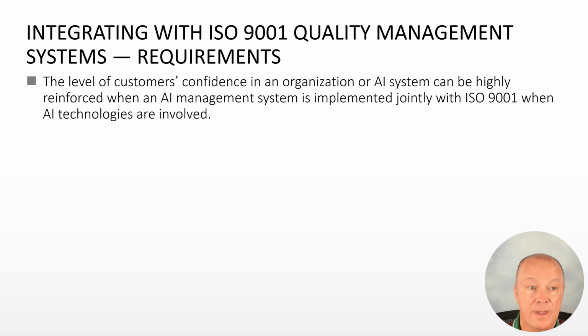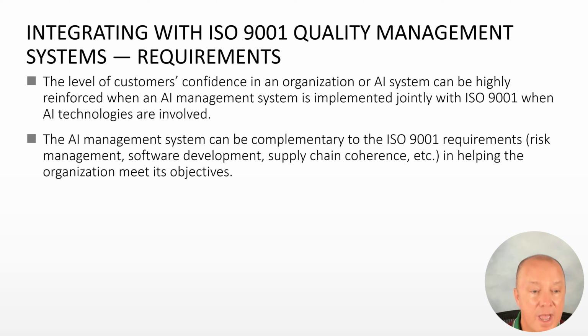The level of customers' confidence in an organization or AI system can be highly reinforced when an AI management system is implemented jointly with ISO 9001 when AI technologies are involved. The AI management system can be complementary to the ISO 9001 requirements, especially when it comes to risk management, software development, supply chain coherence. And this is what helps the organization in meeting its objectives, both in AI and in quality management.